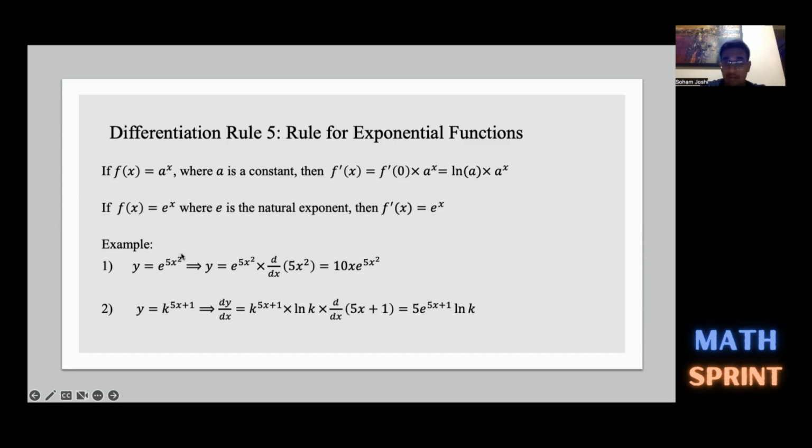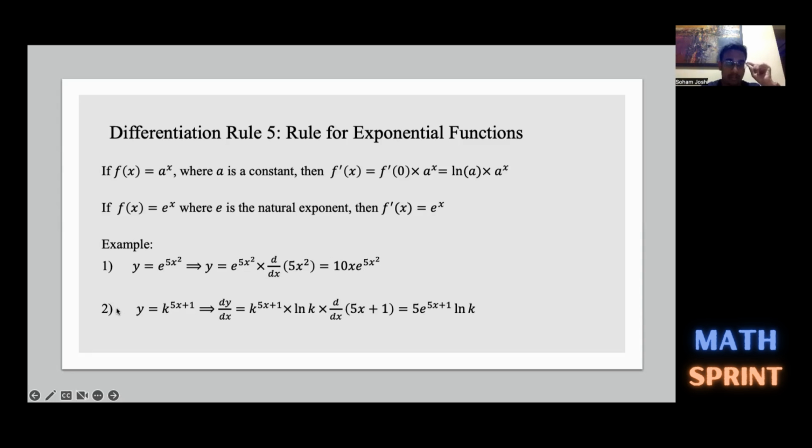So here's some sample problems that we could do right now. So y is equal to e to the power of 5x squared. So let's differentiate 5x squared first using rule number 1. We get 10x. So the result is dy by dx is equal to e to the power of 5x squared, then using the chain rule, multiplied by 10x. And that gets us 10x e to the power of 5x squared.